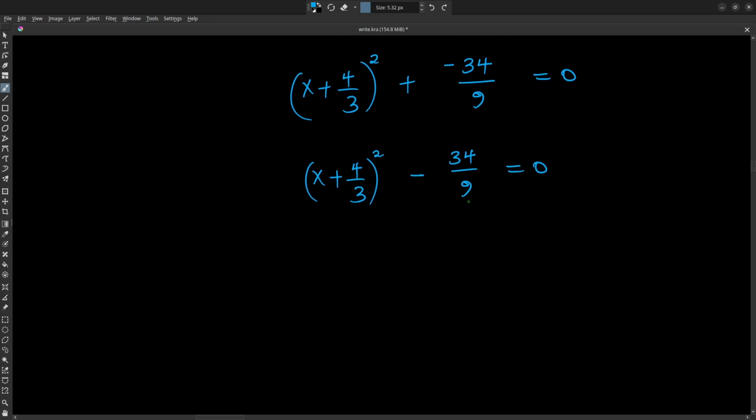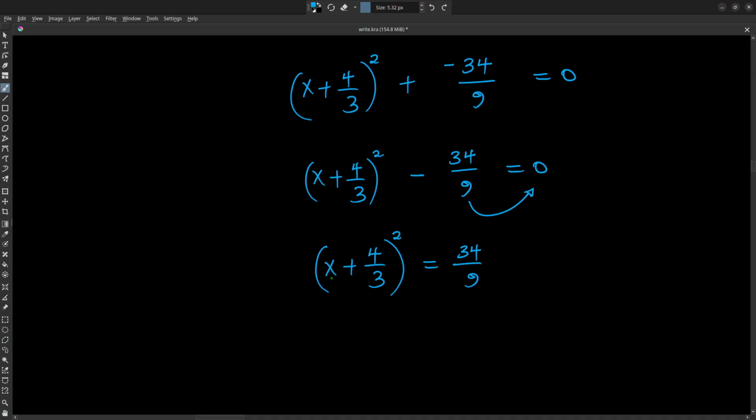Now, let's take this 34 out of 9 to the right side. So on the left, we remain with (x + 4/3)² is equal to, when the negative 34 out of 9 goes to the right, it becomes positive. So it becomes 34 out of 9.